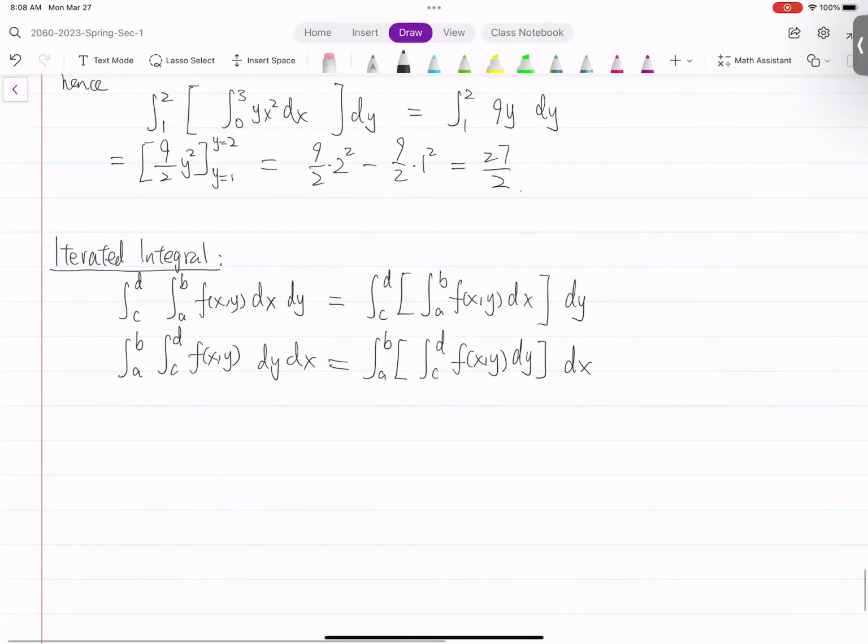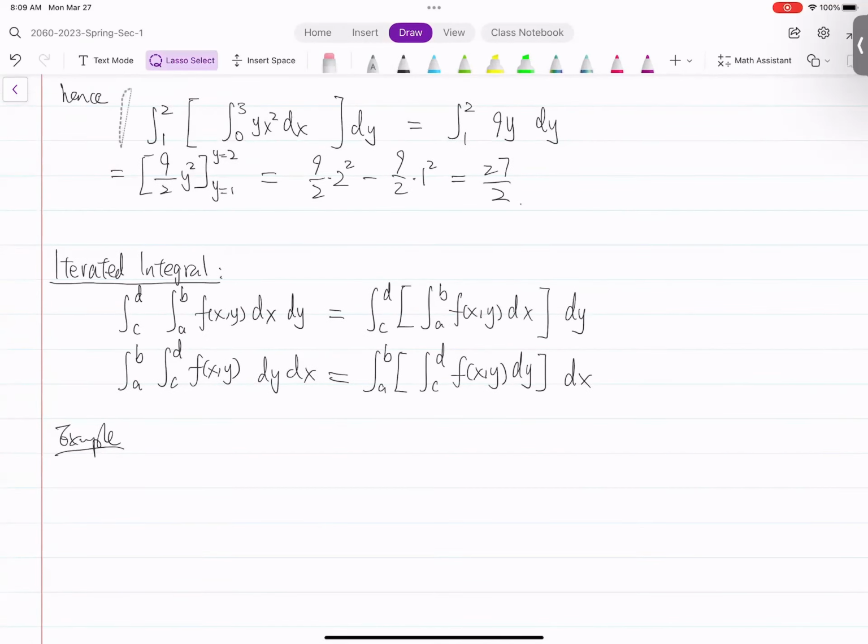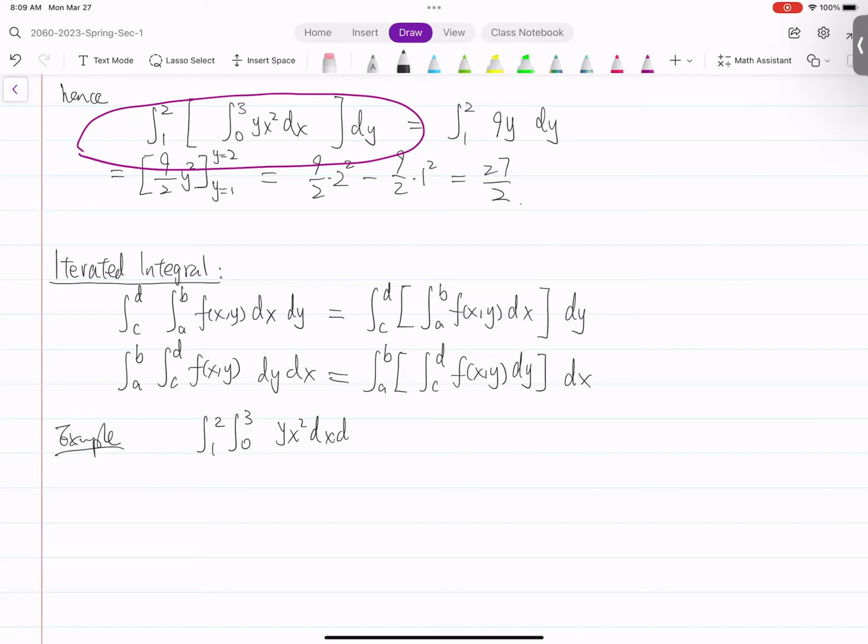All right, example. So actually, we have seen this right above. So yeah, let me just circle that. Okay. So we have done one of the calculations already. So if you are doing this integral of y x squared dx dy, we have the result already from above, which is 27/2. Okay.